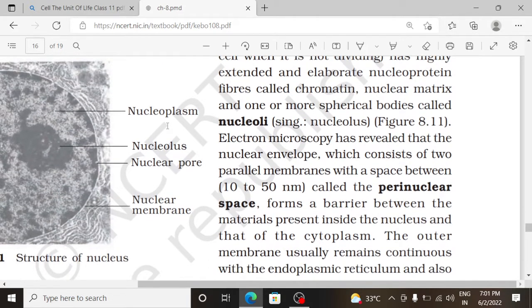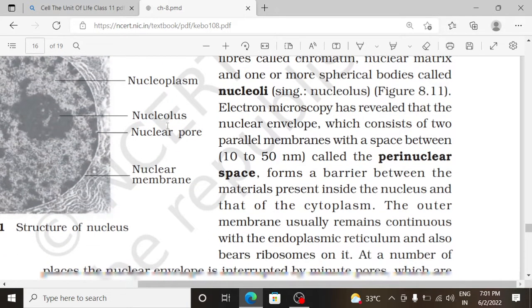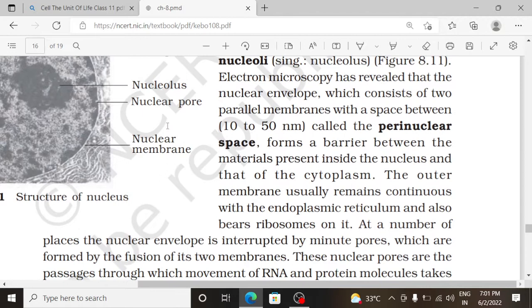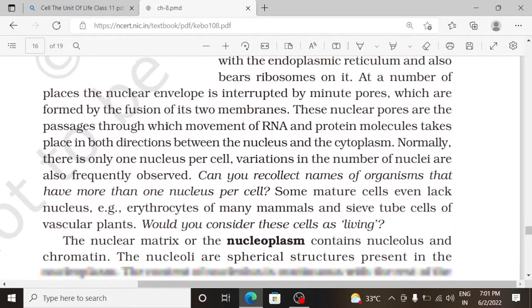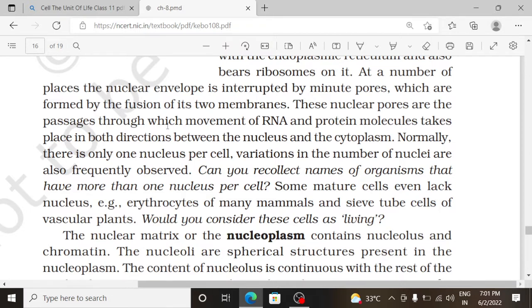Electron microscopy has revealed that the nuclear envelope, which consists of two parallel membranes with a space between 10 to 50 nanometer called perinuclear space, forms a barrier between the materials present inside the nucleus and that of cytoplasm. The outer membrane usually remains continuous with endoplasmic reticulum and also bears ribosomes on it. At a number of places, the nuclear envelope is interrupted by minute pores which are formed by the fusion of its two membranes. These nuclear pores are the passages through which movement of RNA and protein molecules takes place in both directions between the nucleus and the cytoplasm.